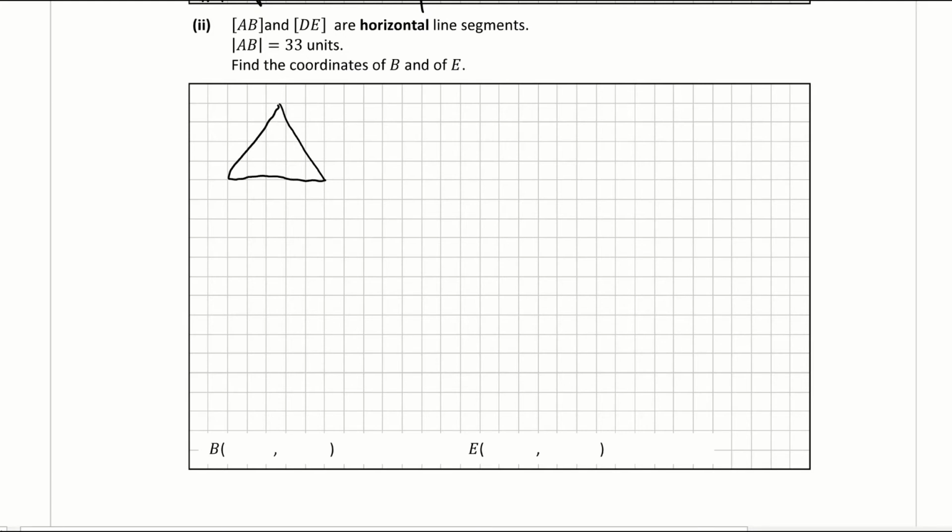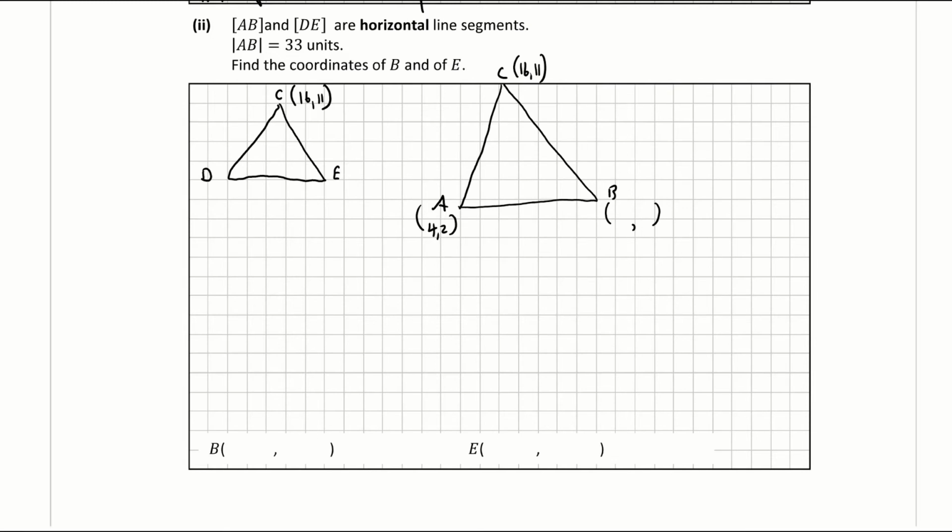So we have the smaller triangle C, D, E, and let's fill in what we know. 16, 11 is the coordinate. We then have the larger triangle, the full triangle. Again, these aren't to scale, it's just to help visualize it. I have the C coordinate as 16, 11 at the top again, and the bottom left vertex A as 4, 2, and the other vertex B, and that's what I actually need to find. So let's start with B, as I say. I'll come to E in a couple of minutes.